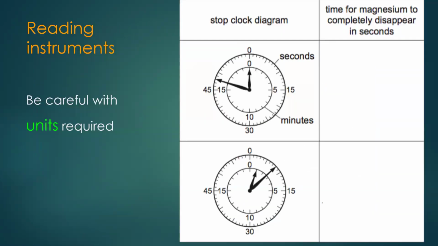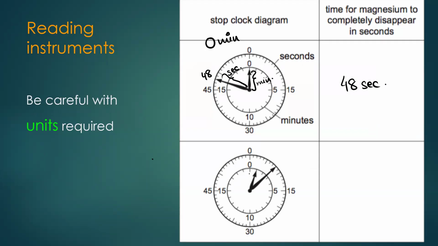Then, how to read the instruments. Be careful with the units required. Now, how will you read? See, this is a picture of a clock or a stopwatch. Here, the small needle is indicating the minutes, and the long one is indicating seconds. So it's 0 minutes. And for the second needle, the seconds needle is on 45, 46, 47, 48. It is on 48. So it's 0 minutes and 48 seconds.